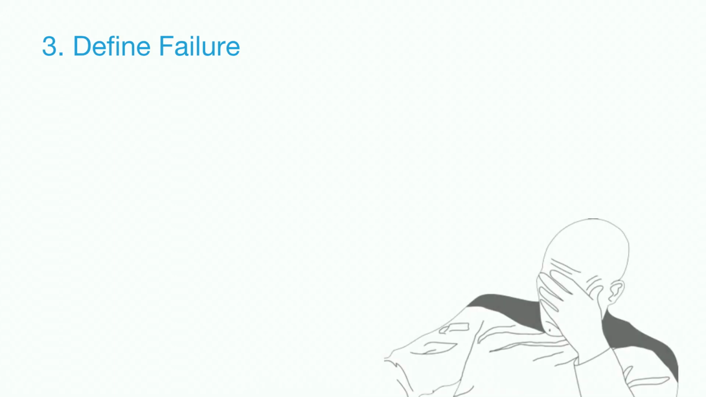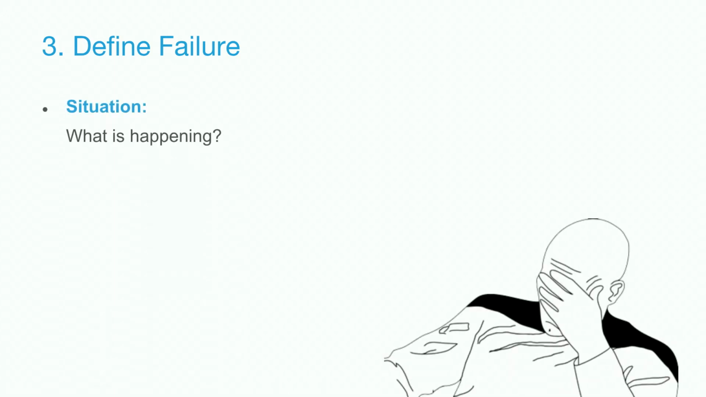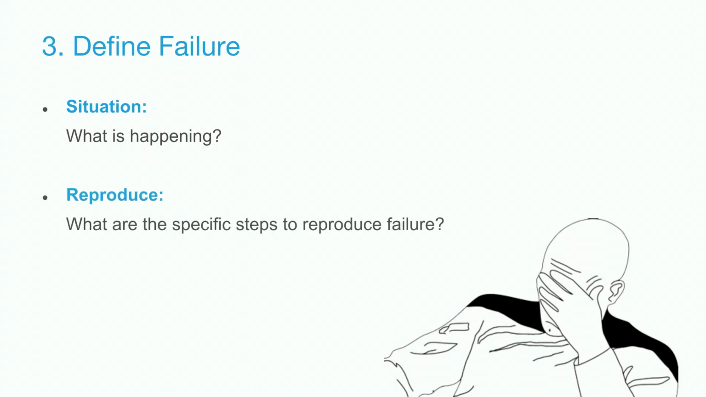So we also want to define failure, or in other words, what is broken, what doesn't work. So what's actually going on? And we may have somewhat defined this when we defined success as well, but we're going to want to state it again. And then, once we know what's going wrong, we need to reproduce it. We need to see how we can make it happen again. That's going to be very valuable to figuring out why it's happening.